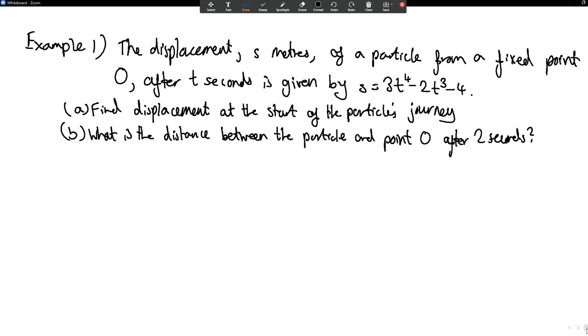Right. So what we can do is, here is an example. The displacement can normally be given as a function of t. So the displacement is measured at a certain time. So it says the displacement s meters of a particle from a fixed point O after t seconds is given by s equals 3t to the 4 minus 2t cubed minus 4. Find the displacement at the start of the particle's journey. So let's do that first.